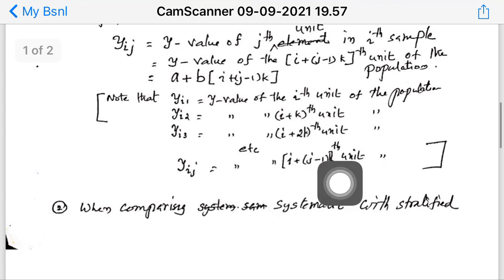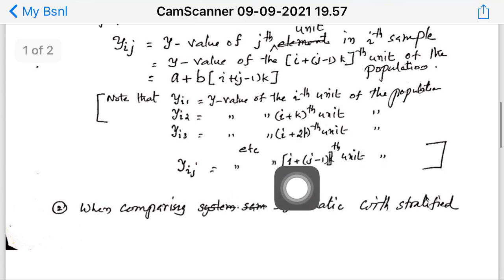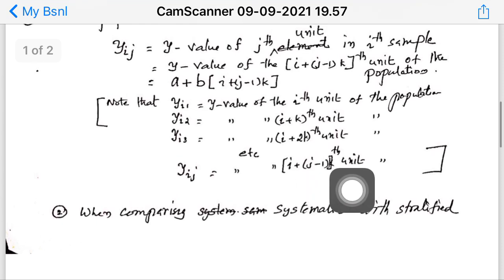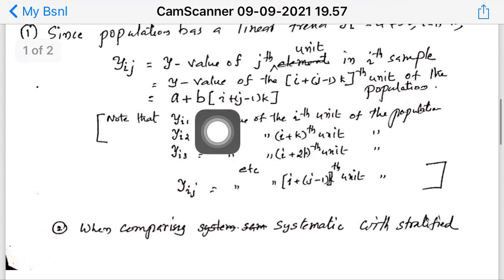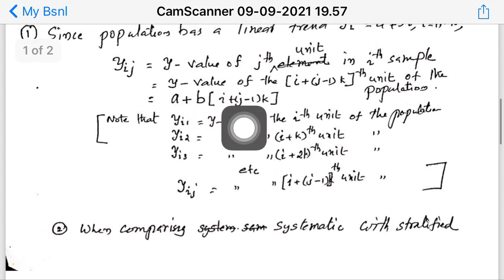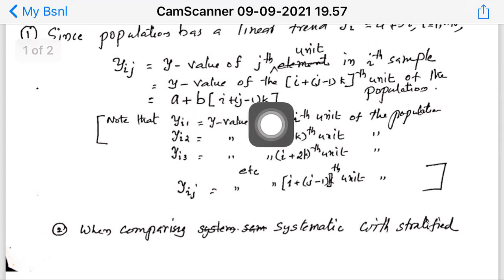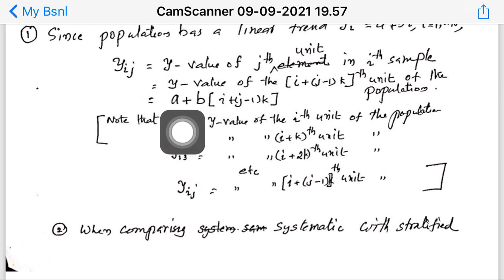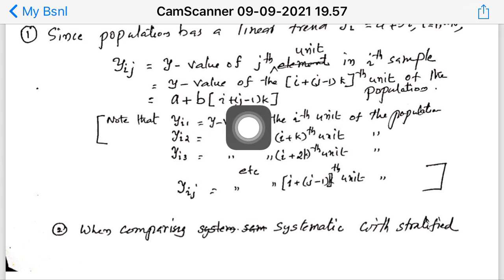And since the y value of the (i+(j-1)k)th unit is nothing but a + b(i + (j-1)k), because of this linear trend, I hope it is now clear why y_ij is equal to a + b(i + (j-1)k).